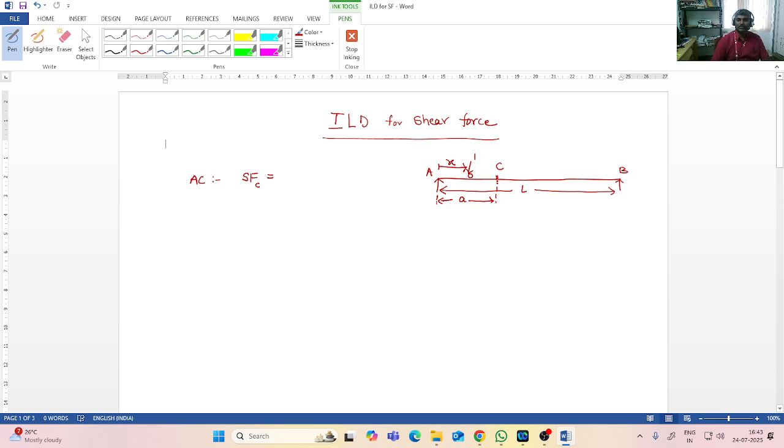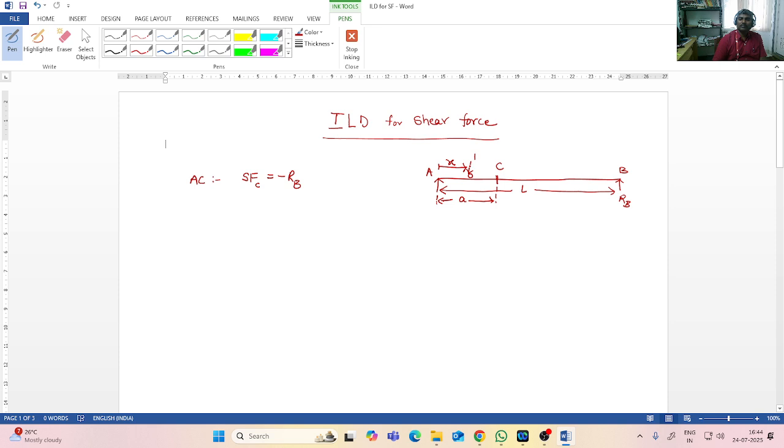So by definition, shear force at C is sum of all forces to the left or to the right. So I go by sum of all forces to the right because on the left hand side you have two forces. Now shear force at C is nothing but sum of all forces to the right, which is only one force, you have RB, and right upward force is negative.